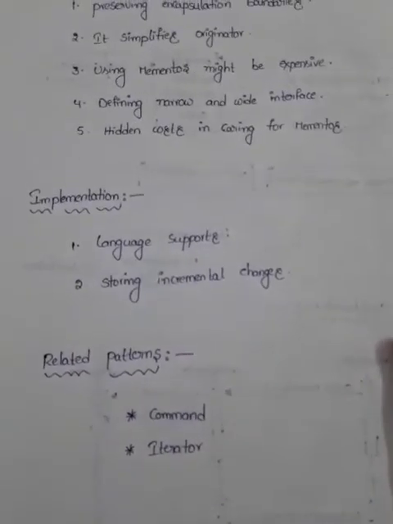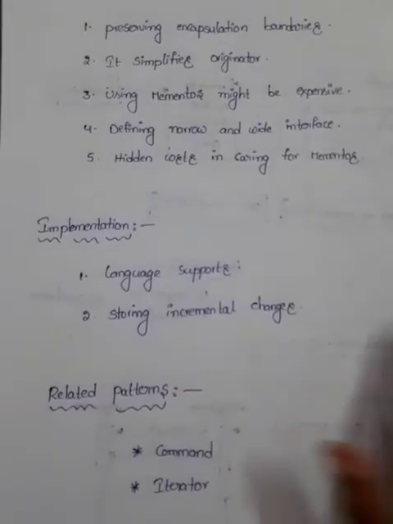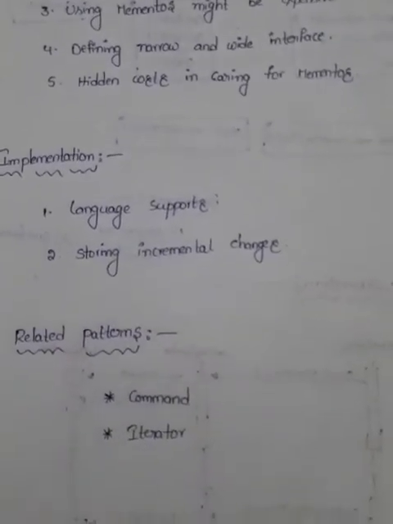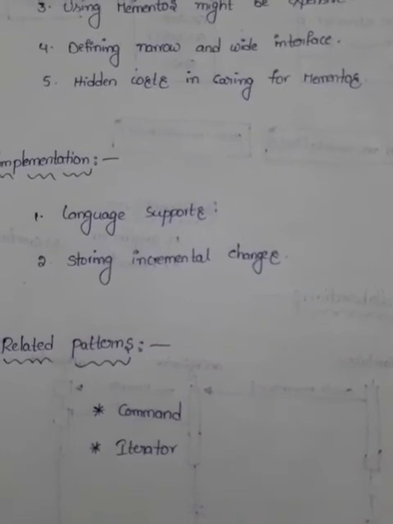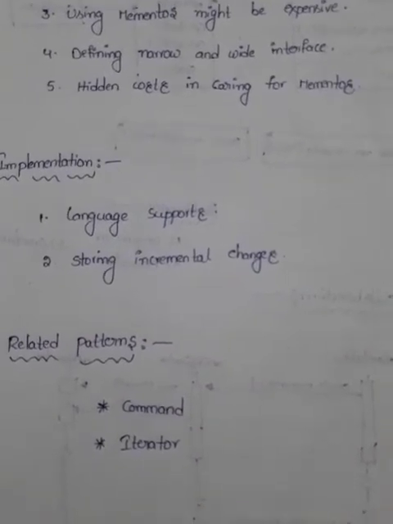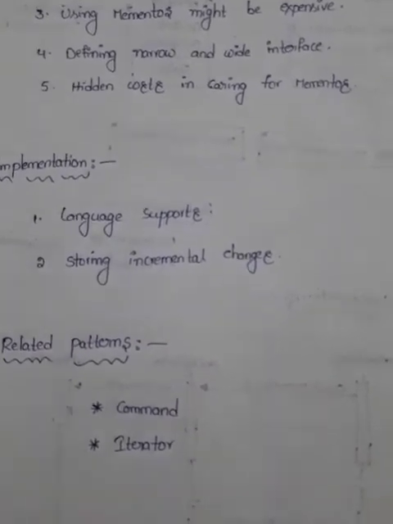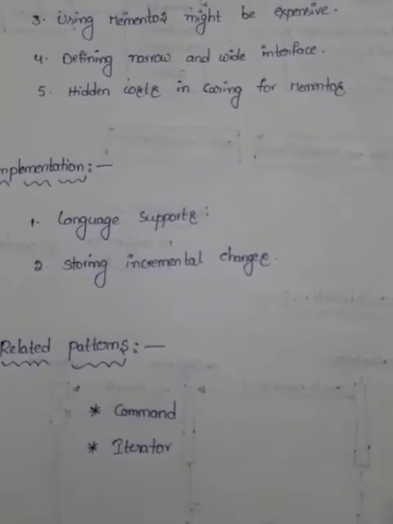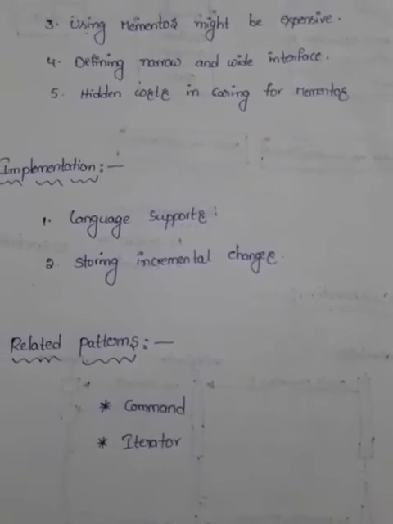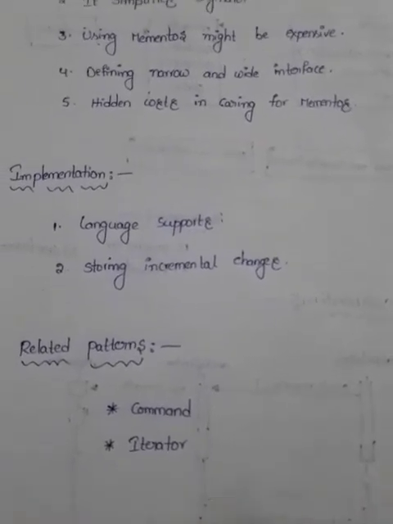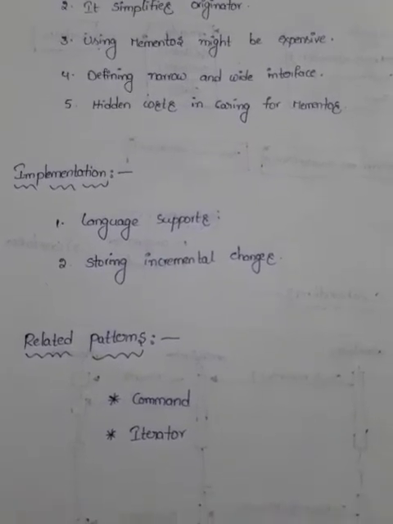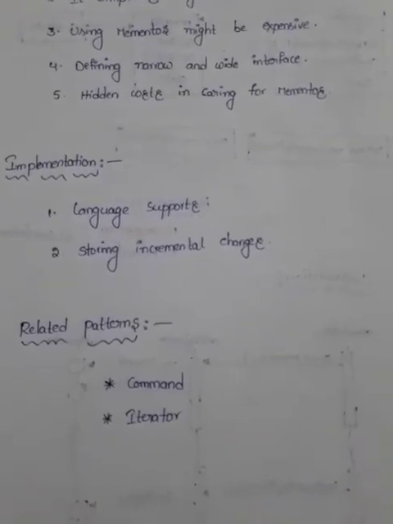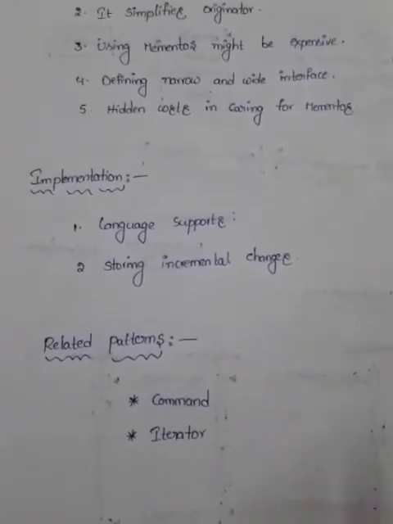So this is about our memento pattern. Finally, to justify our intent, we say that the memento pattern is used to restore the state of an object to its previous state. The memento captures an object's internal state so that the object can later be restored to that state based on the client's request. That means performing undo or redo operations in an application. So this is one example for the memento pattern. So, this is about our memento pattern.